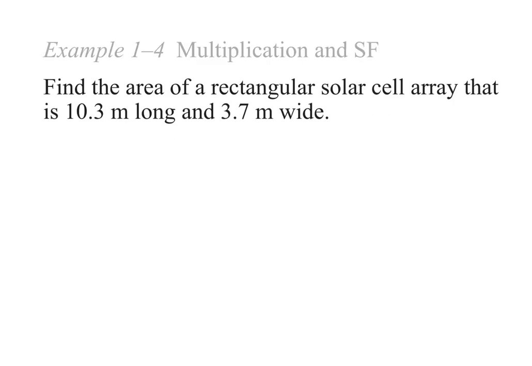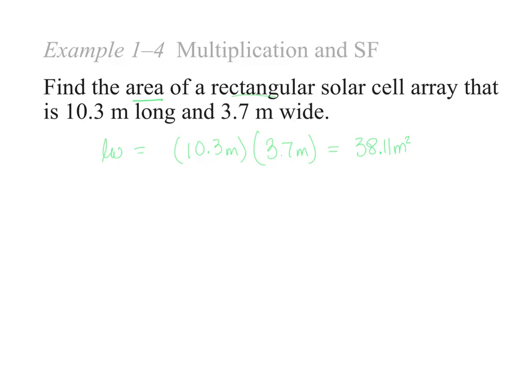So this is find the area of a rectangular solar cell array that is 10.3 meters long and 3.7 meters wide. All right, so in this case, first of all, make sure they're the same units, and they are. And if we want area of a rectangle, that is just length times width. So we're going to take the 10.3 meters. We're going to multiply it by 3.7 meters, and we will get 38.11 square meters.